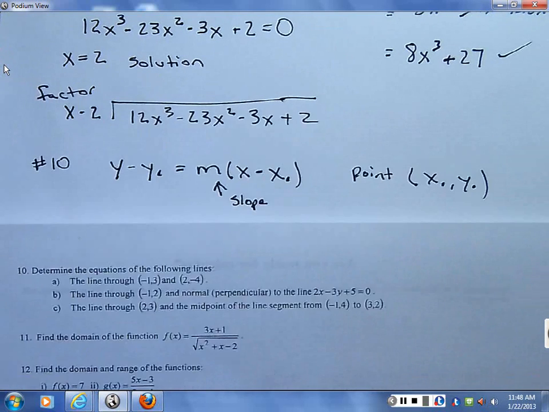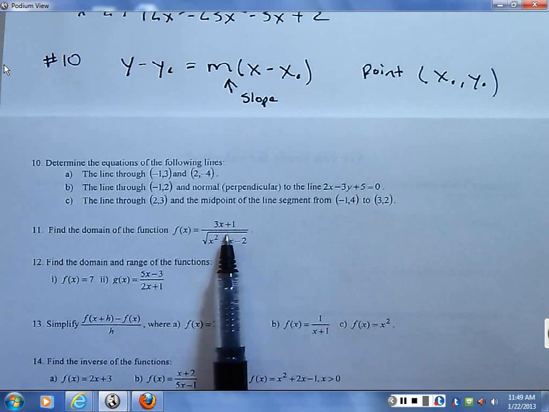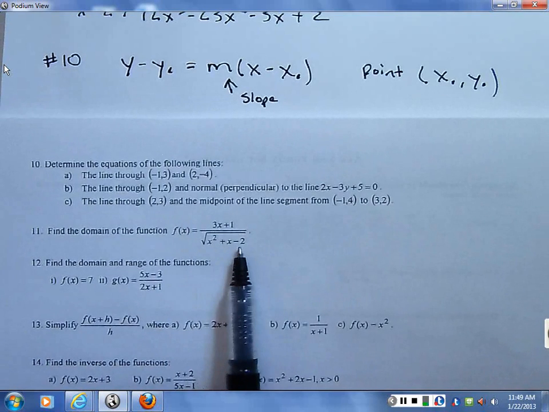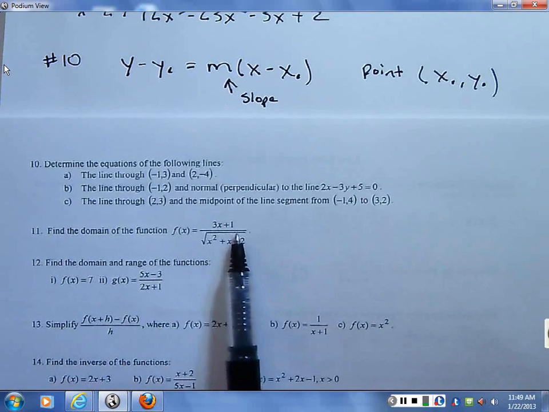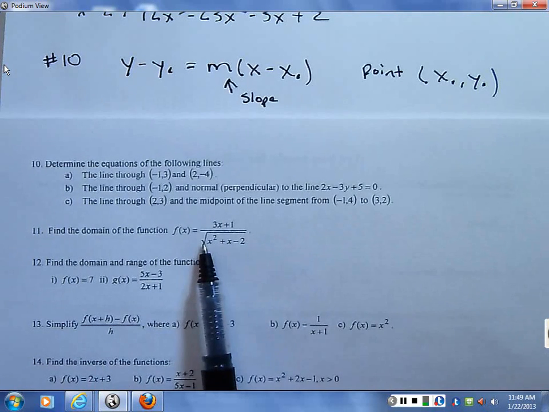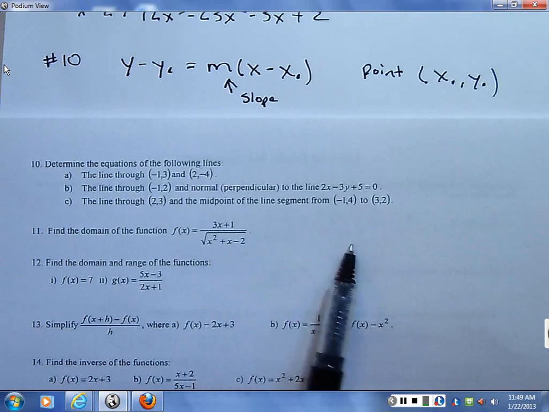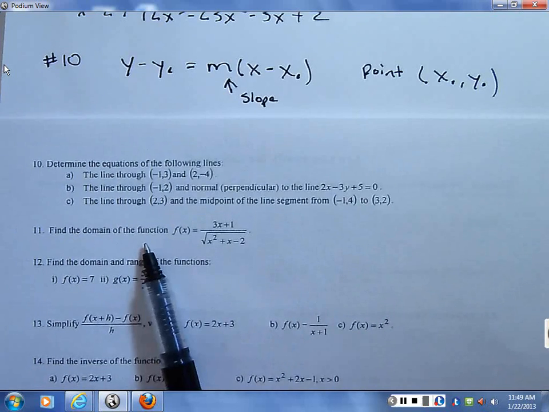So domain of a function. This function is continuous everywhere where the denominator exists, so you need to find where the denominator doesn't exist. The denominator won't exist when this quadratic is negative or 0. So you're really solving for when x squared plus x minus 2 is less than or equal to 0. That's when you have problems. So this will be a range of numbers.